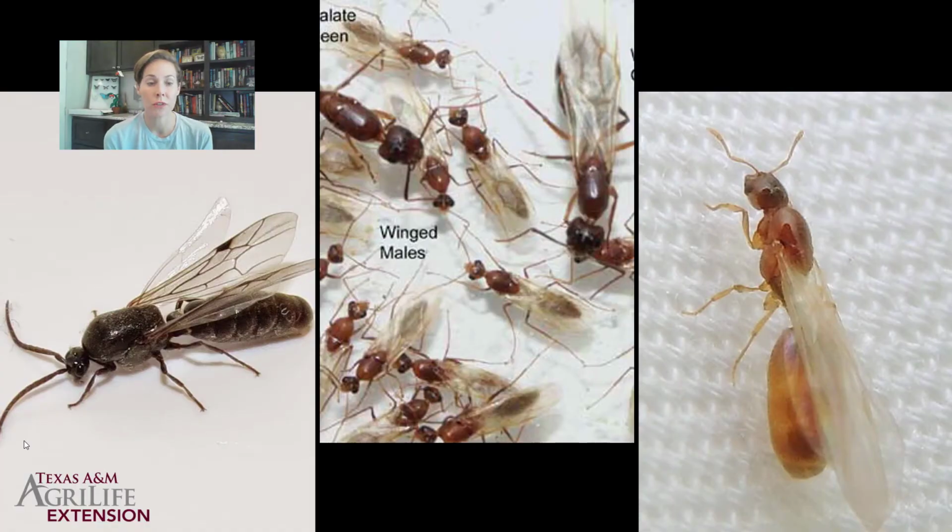Here are some images of some different alate ants. You can see we have lots of different species of ants, and so we have lots of different looks to the alates of ants, so they may or may not look like the worker form of the ant.